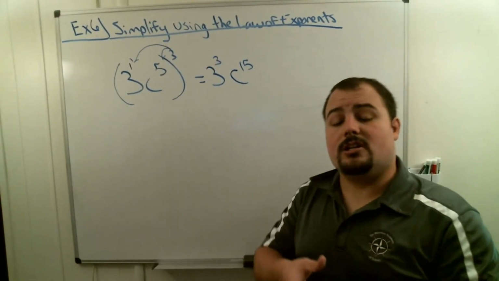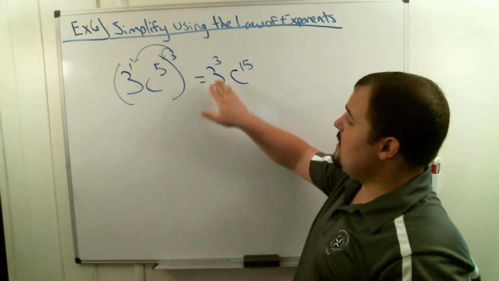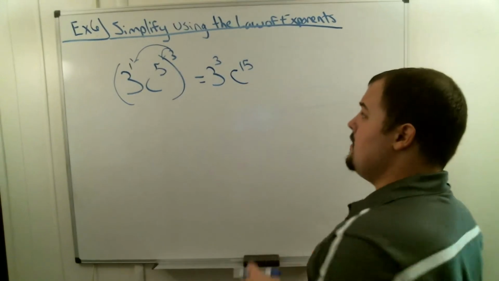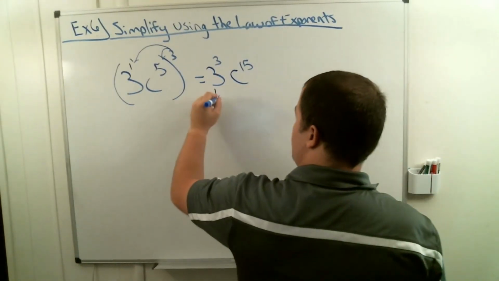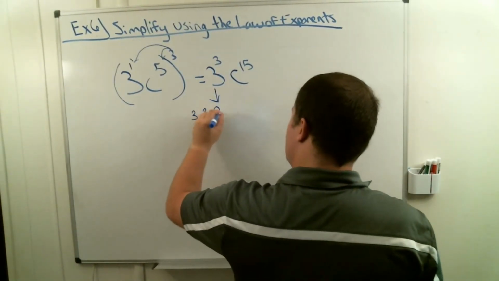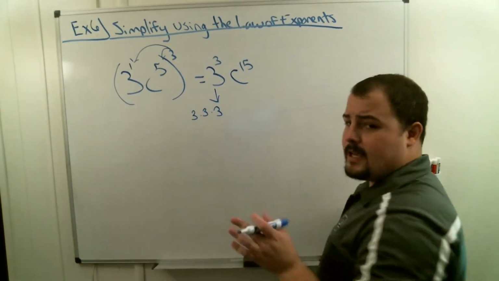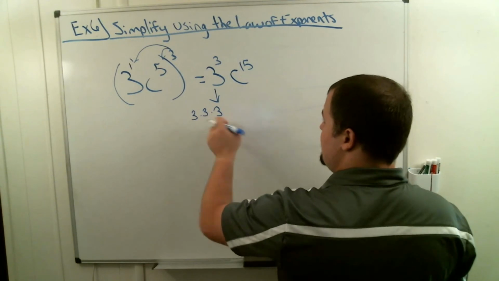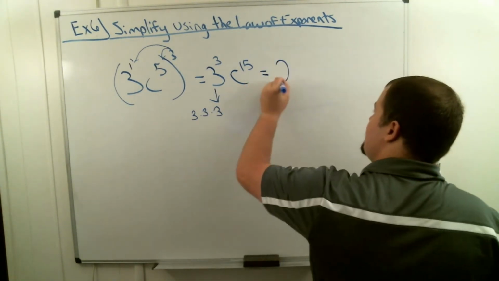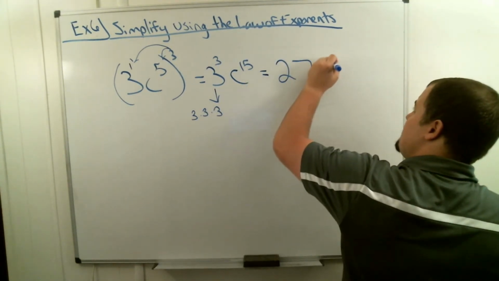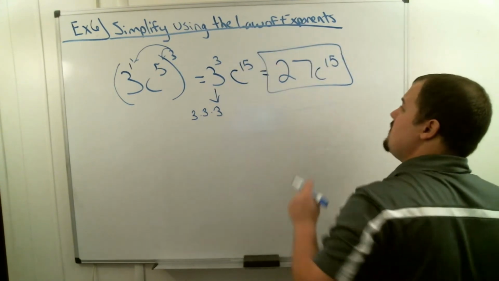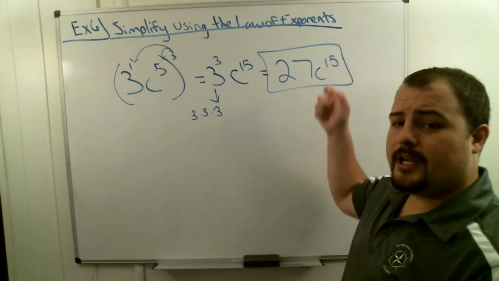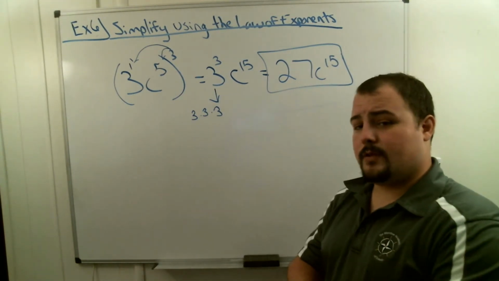Now, as we stated in the previous example, if we have a number that has an exponent and we can figure that out, we need to go ahead and figure this out. So 3 to the third power really is 3 times 3 times 3. If you need a calculator, you can go ahead and use a calculator. 3 times 3 is 9. 9 times 3, 27. So this answer is 27c to the 15th power. Now notice that I don't have a number that has an exponent, but I do have a variable that has an exponent. And that's our answer for this problem.